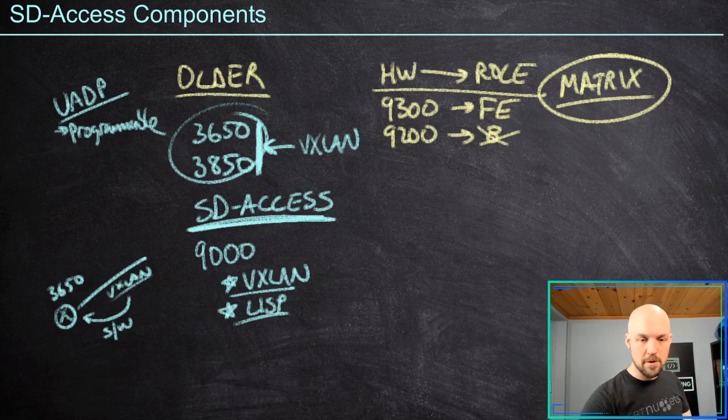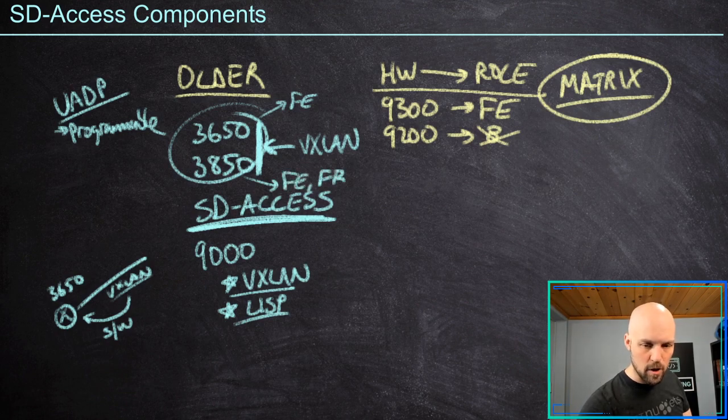roles. For example, the 3650 can be a Fabric Edge node. The 3850 has a little bit more horsepower, so it can be a Fabric Edge node, it can be a Fabric Border node, it can be a Fabric Control Plane node.